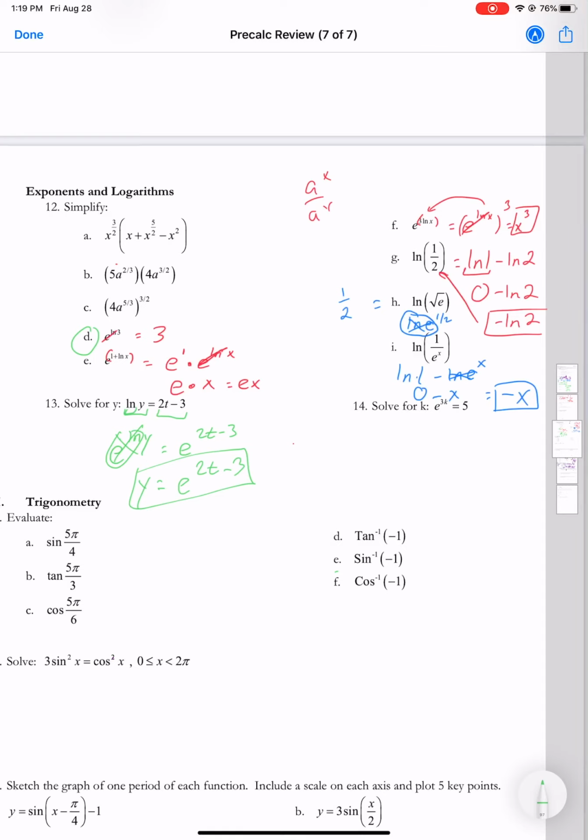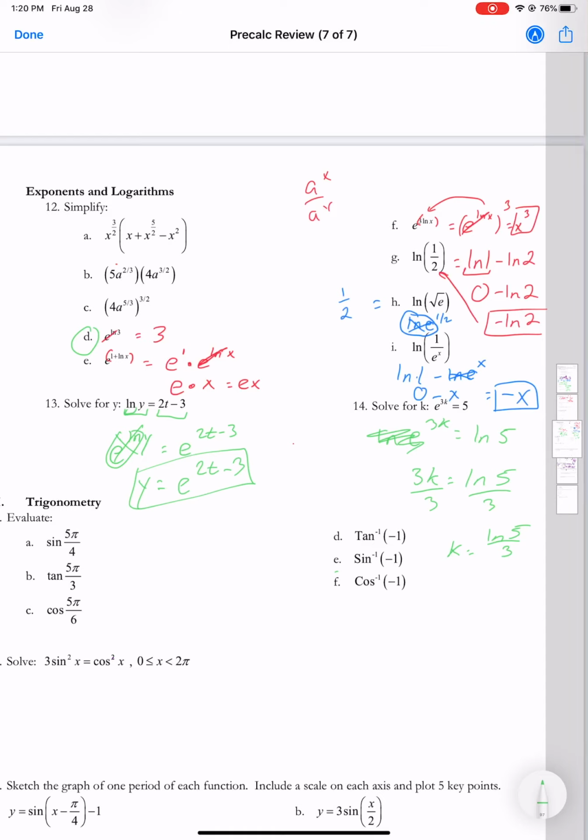On 14, solve for k. Well, we've got e to the power of 3k equals 5. How do we cancel out e? We use its inverse, natural log. So this time we're going to take the natural log of both sides. So the natural log of e to the 3k equals the natural log of 5. Well, natural log and e will cancel each other out, leaving us 3k equals natural log of 5. Divide both sides by 3 to get k by itself. So k equals the natural log of 5 over 3.